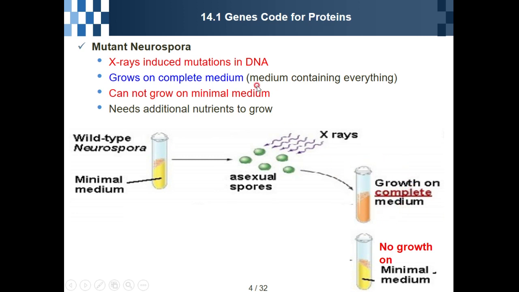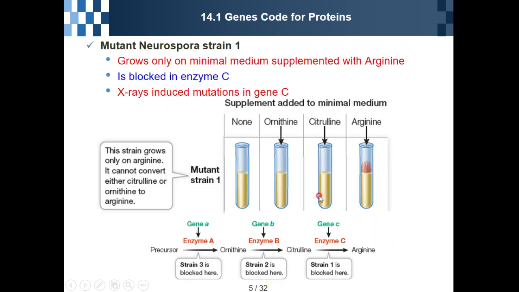Complete medium means a medium containing everything. So this medium contains every nutrient. Okay, but they cannot grow on the minimal medium, because some of the DNA, some gene, is mutated. So they need additional nutrients to grow in minimal medium. Okay. Let me start from the mutant Neurospora strain 1.